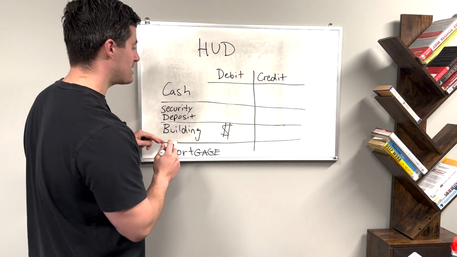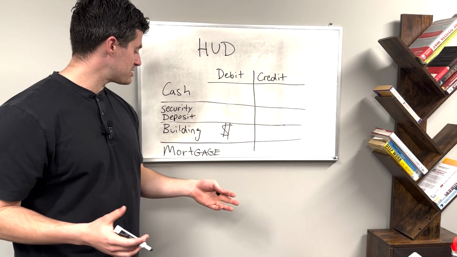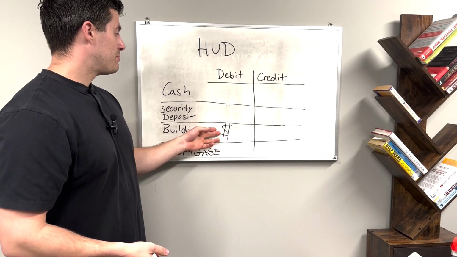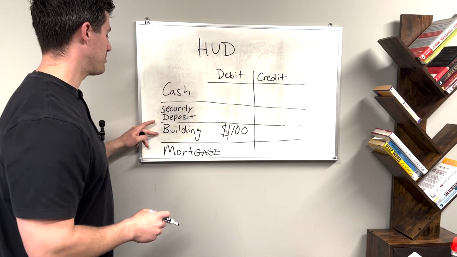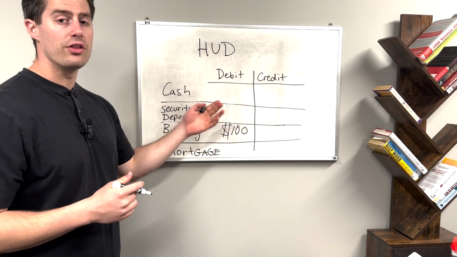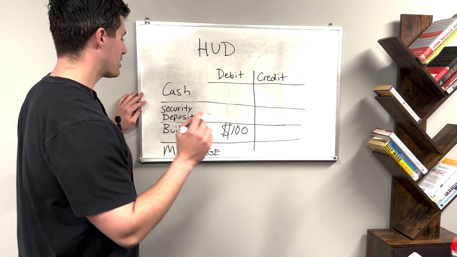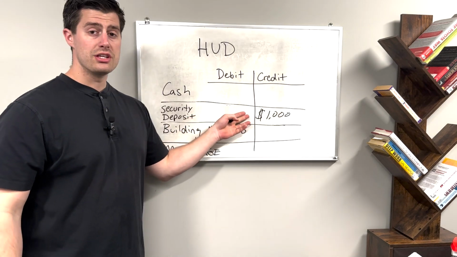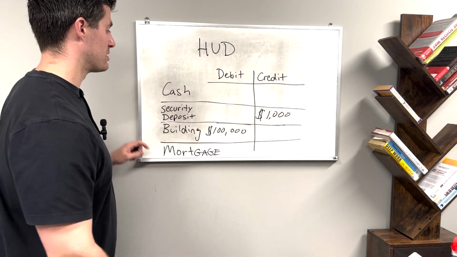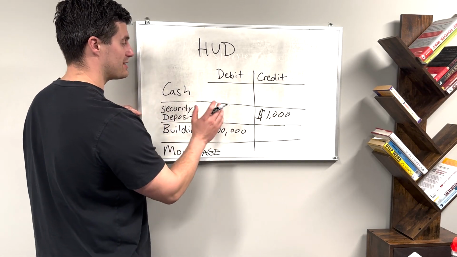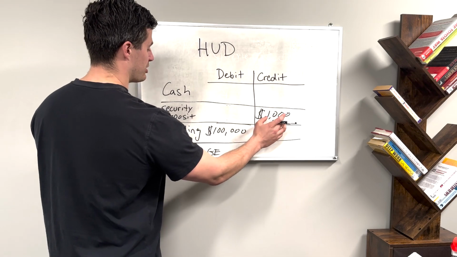A building is an asset, so you're going to debit the purchase price of the building. And so that's going to be, let's just say, $100,000 debit for the building, and then the $1,000 security deposit comes out. Now we're losing the security deposit, so the security deposit is going to the seller of the house. So now this is off the books. We had a debit originally, and now we're crediting the security deposit.